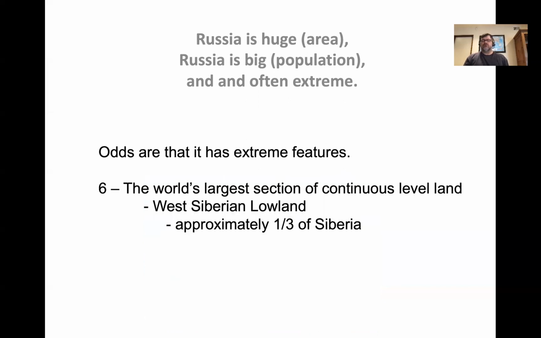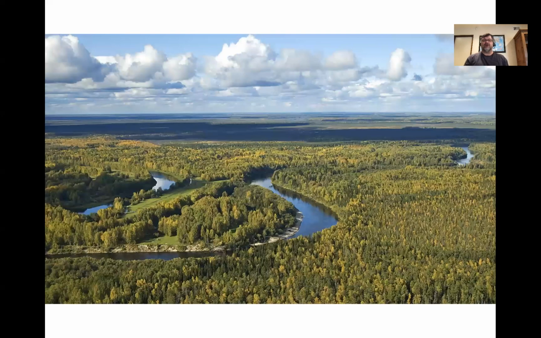Number 6, the world's largest section of continuous level land is the Western Siberian lowland. Siberia does have a range of landscapes, and we mentioned some mountain ranges out there, but Western Siberia is not at all. Western Siberia is this vast expanse of flat land. In fact, sometimes swampy land, the West Siberian lowland. So that western third or so of Siberia is this vast flat area. Here's a look at part of it with a river coming through and winding around, making a nice oxbow pattern there, that U-shaped pattern.